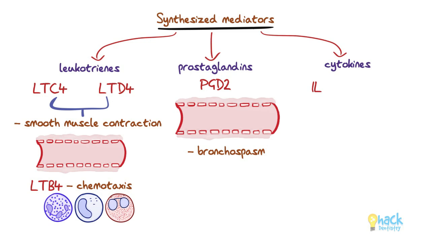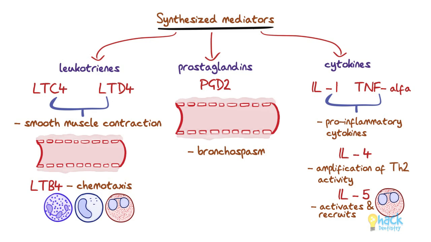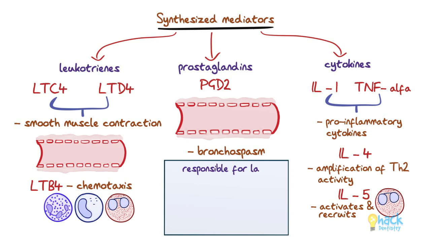Cytokines like interleukin-1 and tumor necrosis factor alpha are pro-inflammatory cytokines that can cause further inflammation by recruiting leukocytes. Interleukin-4 causes further differentiation of the Th2 cells and amplifies their response. Interleukin-5 activates and recruits eosinophils. Now, these mediators, namely leukotrienes and cytokines, are responsible for a late phase reaction which kicks in 2 to 24 hours later and does not require additional antigen exposure.